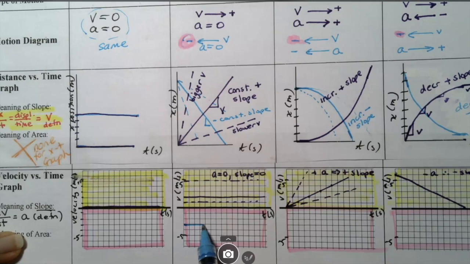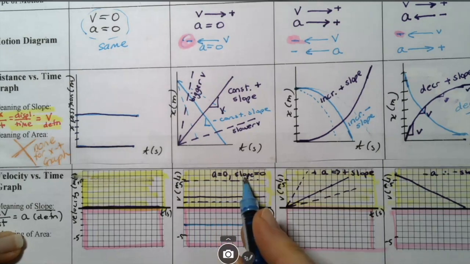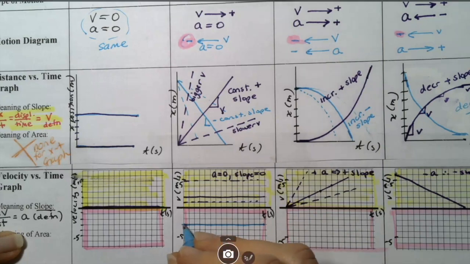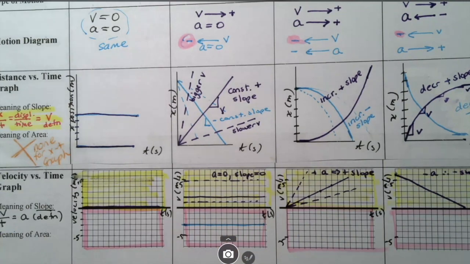Here, we've got a negative velocity. Let's say I'm going negative 3 meters per second. Acceleration is 0, therefore slope is 0. Right? This gives me a value of velocity. If I'm going more quickly, I would have a bigger value. If I'm going more slowly, I have a smaller value. The closer to the x-axis, the smaller velocity is.